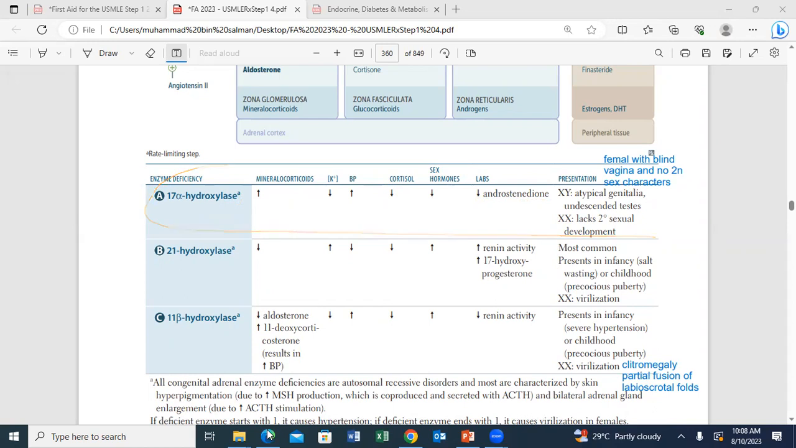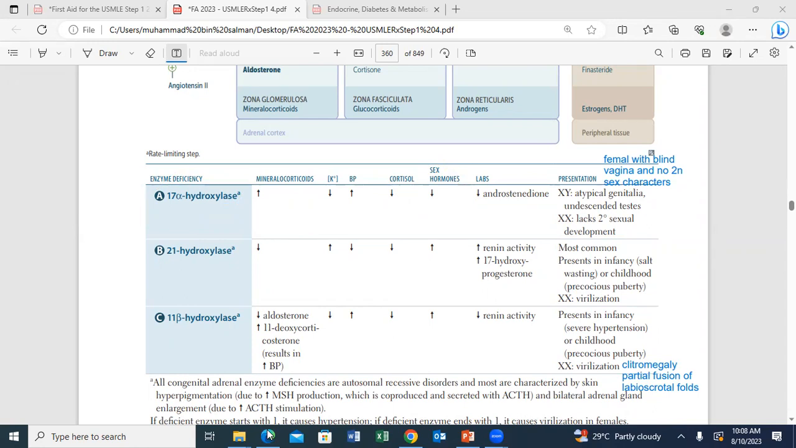But you will get a scenario in which first you will understand that there is decreased testosterone or decreased sex hormone, because this is the only deficiency which decreases the sex hormone. Now, what is going to be the clinical presentation of decreased sex hormone? What are the basic functions of testosterone?